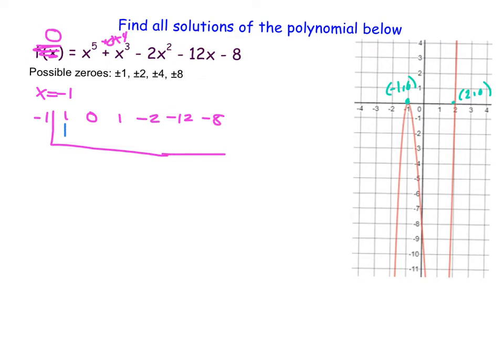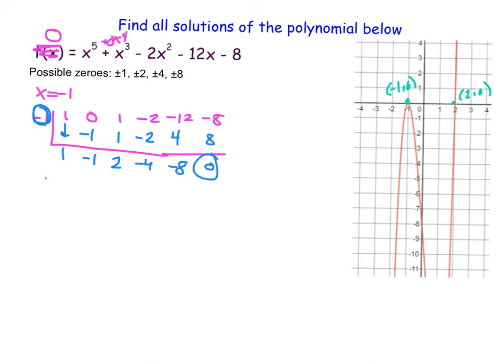I start by bringing the 1 down, multiply it by my -1 here, so I get -1, add straight down, multiply it by -1, I get 1, add straight down, multiply it by -1, I get -2, add straight down, I get -4, multiply that by -1, I get a positive 4, add straight down, -8, multiply that by -1, it is 8, and then I have a 0.